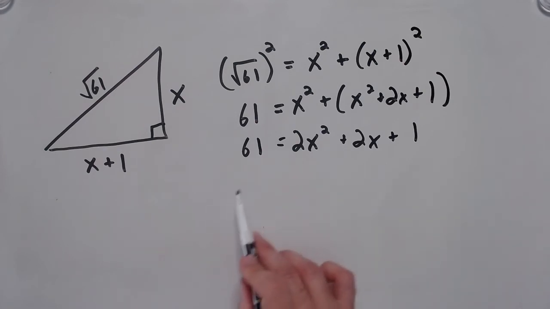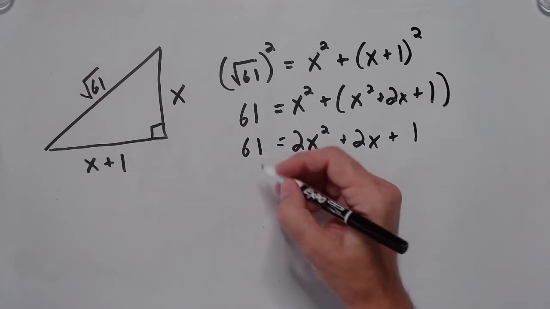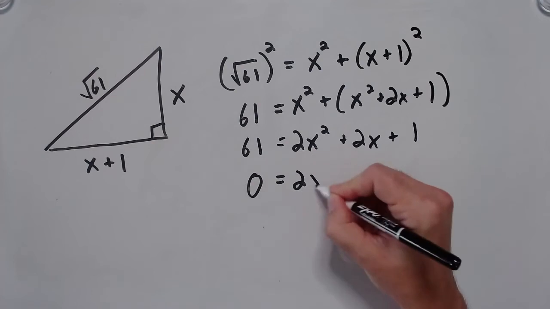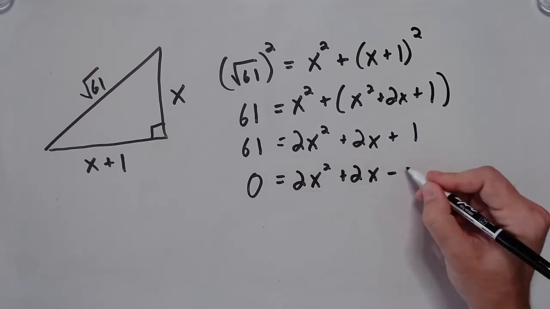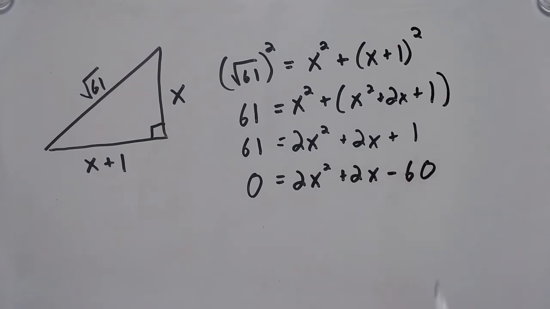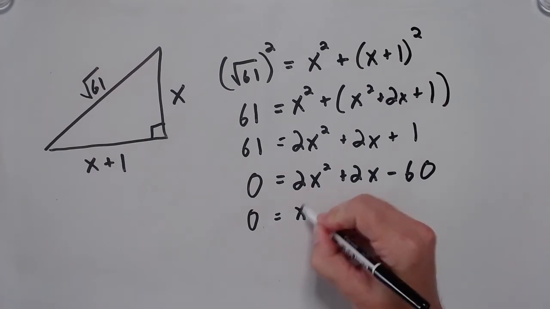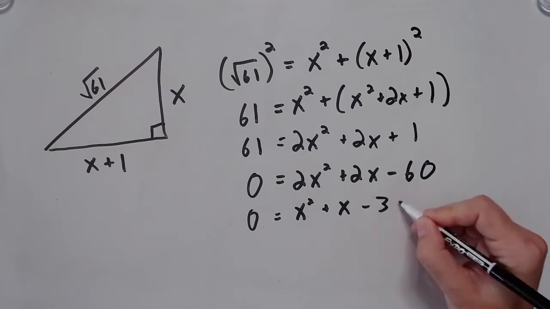So we need to subtract 61 from both sides. So let's just do that right now. I'm going to subtract 61, so this becomes 0. And we still have this term, we still have this term, and we have a negative 60 over here. Now we can simplify this expression. We could divide both sides by 2. So 0 divided by 2 is just 0. And if we divide this whole thing by 2, we get x squared plus x minus 30.